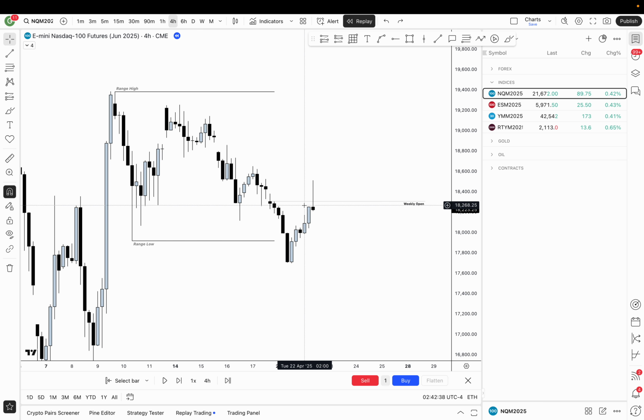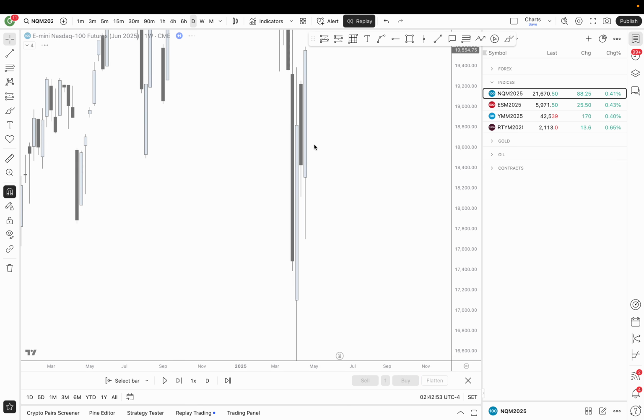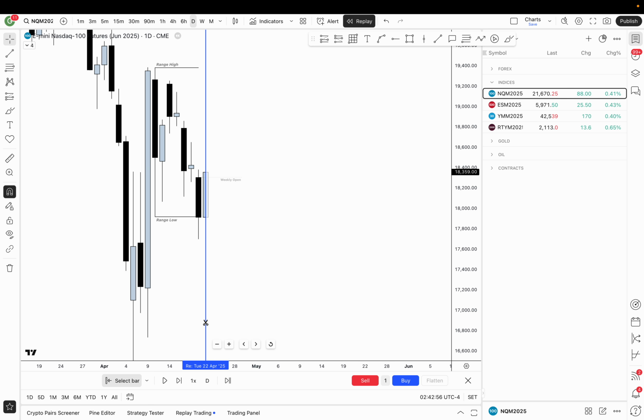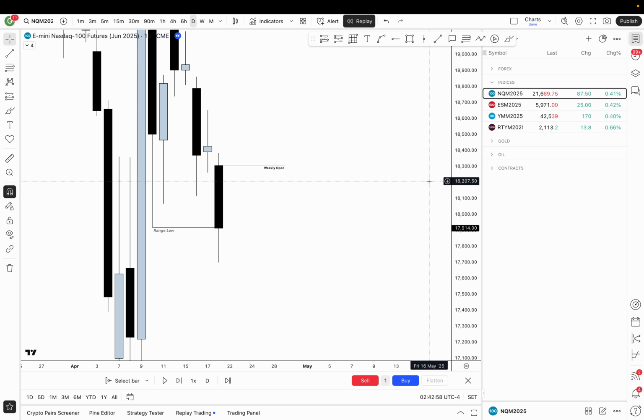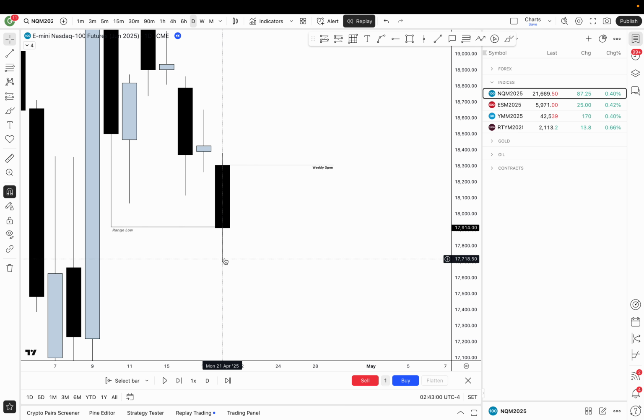You have two things aligning. You have the model aligning itself, where you have manipulation of a range low and a swing to the opposing side. That's already a good framework, but the candle that you're trading within supports it as well. Now we're going to talk a little bit about why you can already anticipate us reversing, even though we don't have a reversal candle.